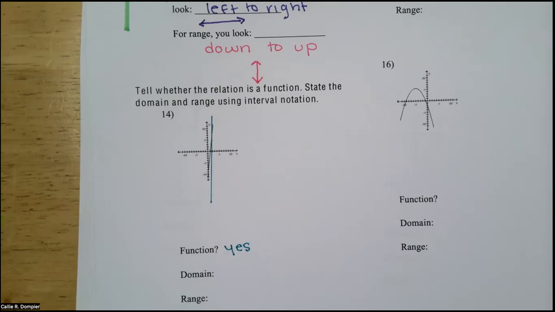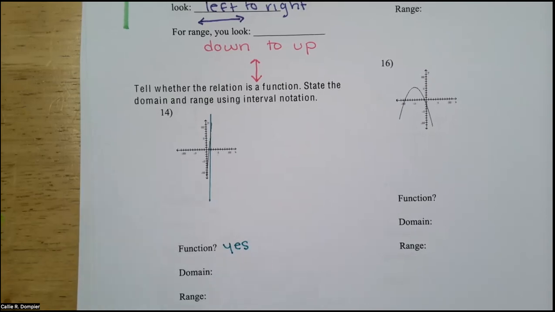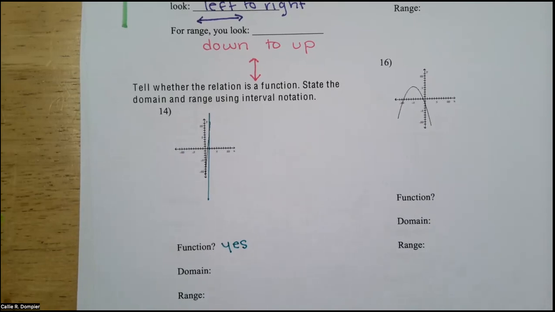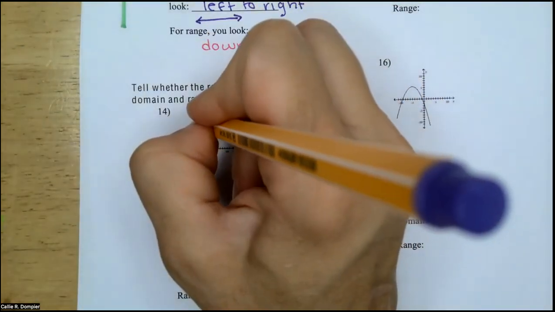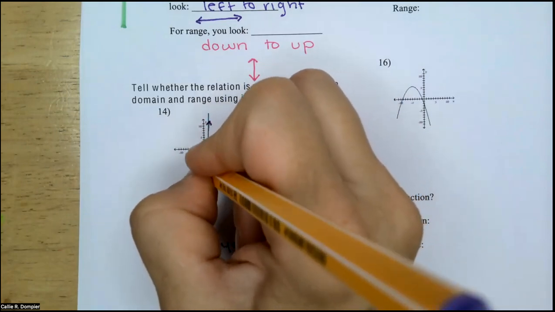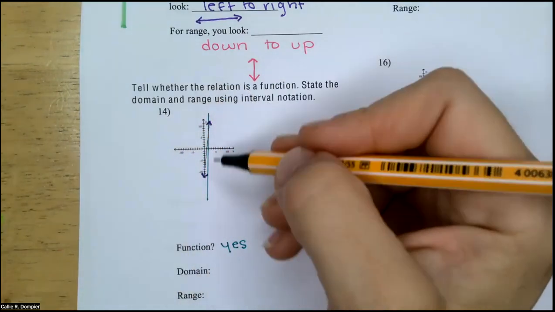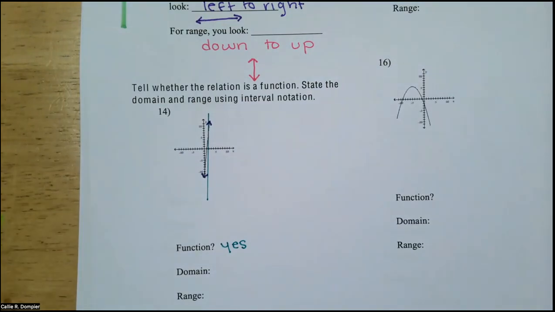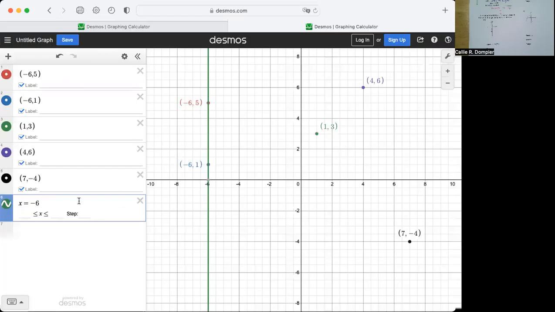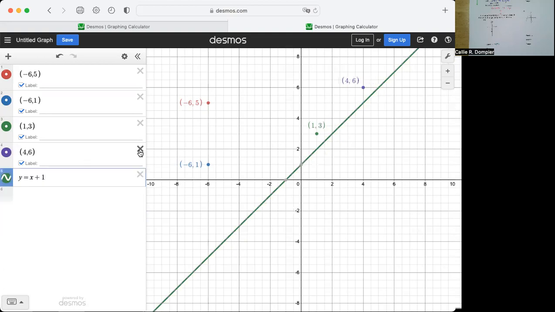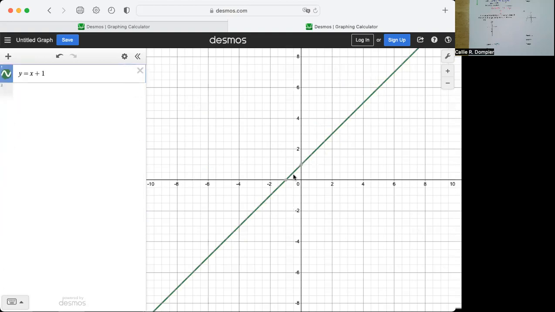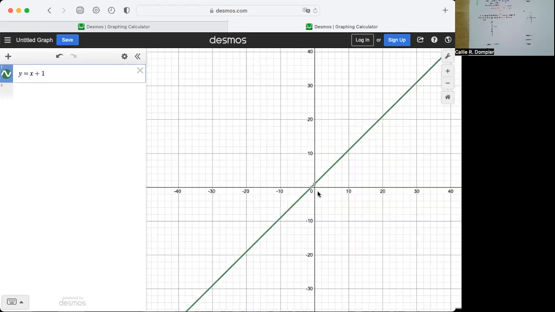All right, so it looks like this is a function. My domain, this is impossible to see. All right, I'm going to assume that this arrow goes on forever, okay? If your arrow goes on forever, it's a line that goes on forever because, look at this. Let me just make something up here, okay? It's not x equals -6. Now it's y equals x plus 1, okay? Get rid of all these guys. Hope I don't regret that later. It goes on forever.